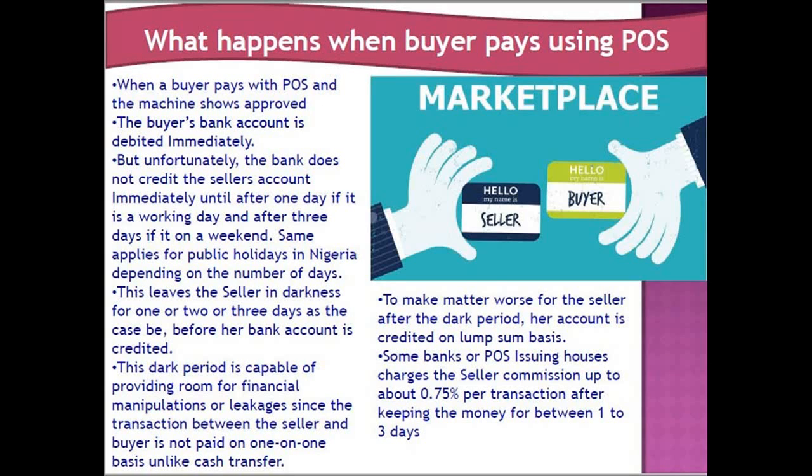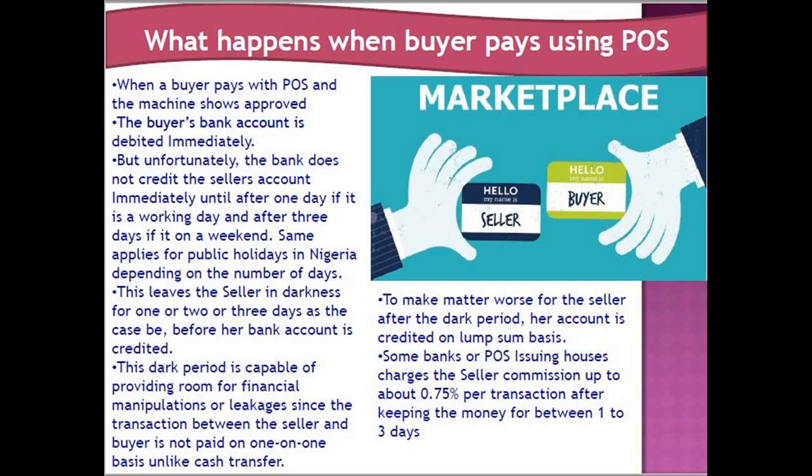What happens when a buyer pays using POS? When a buyer pays with POS and the machine shows approved, the buyer's bank account is debited immediately. But unfortunately, the bank does not credit the seller's account immediately, until after 1 day if it is a working day and after 3 days if it is on a weekend. The same applies for public holidays in Nigeria, depending on the number of days. This leaves the seller in darkness for 1, 2 or 3 days, as the case may be, before her bank account is credited.